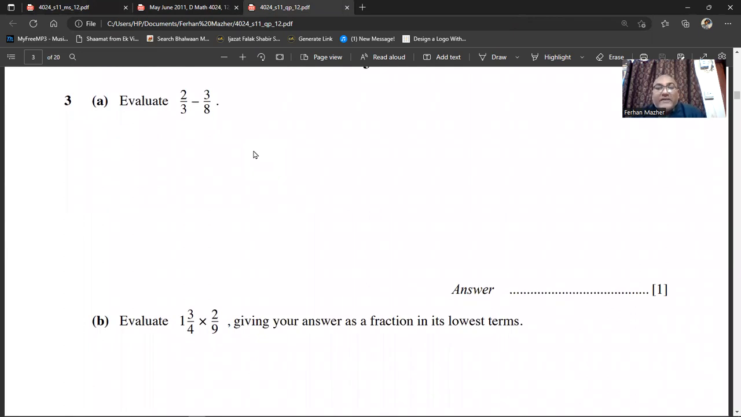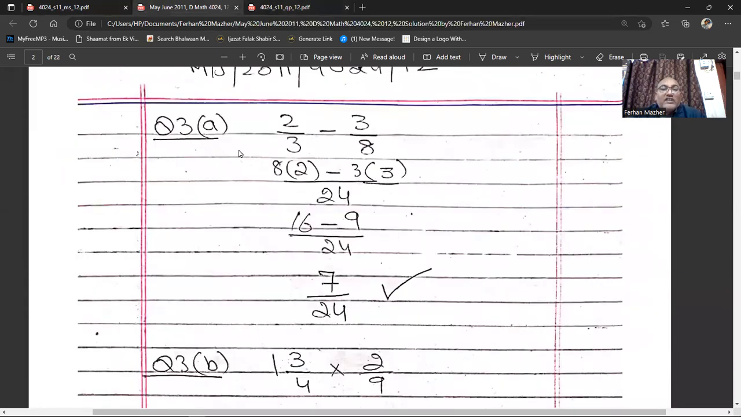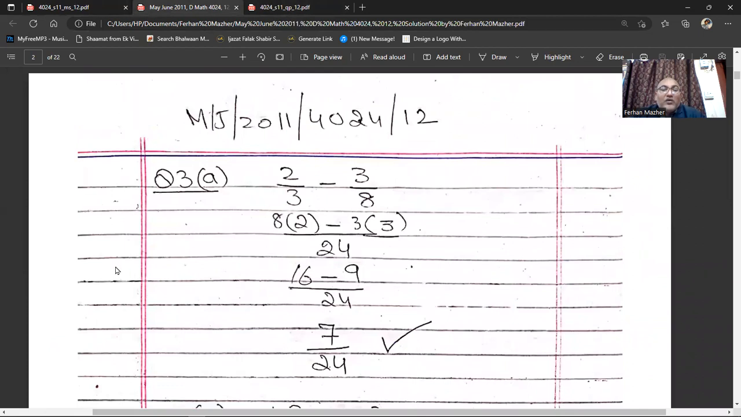Question number 3, A part. He says evaluate 2 by 3 minus 3 by 8. Here we have two fractions and they are subtracting. So first of all, I will take their LCM. The denominators are 3 and 8. So their LCM will be 24. Here I have written a single fraction and I have written LCM 24. I will divide the LCM with the first denominator. So 24 divided by 3 gives you 8. That 8 will multiply with the numerator. So 8 multiplied by 2.